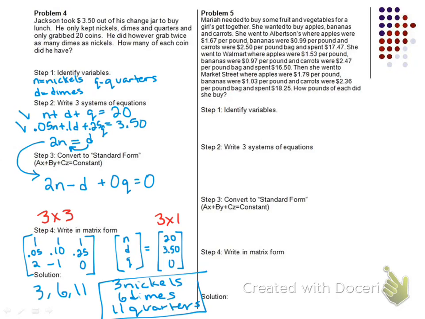Where did you get the ones from? What ones? 1, 1, 1. Because we had 1 nickel, 1 dime, 1 quarter in front of, because if you add nickels, dimes, quarters together, you should have 20 total coins.